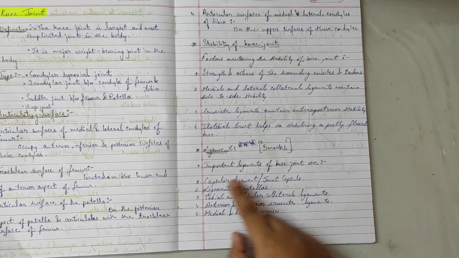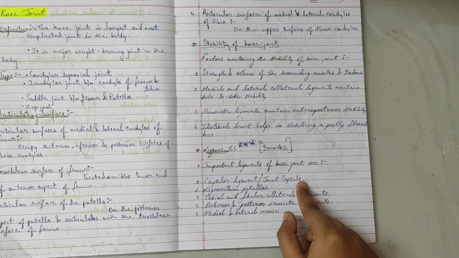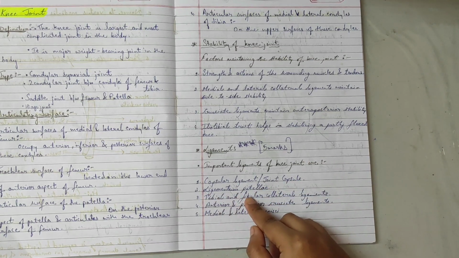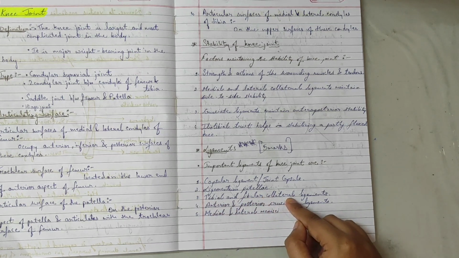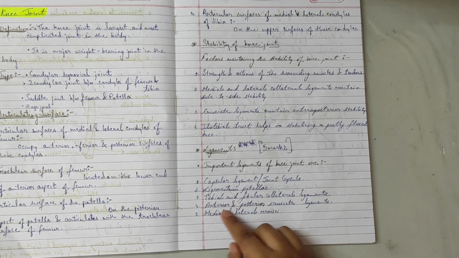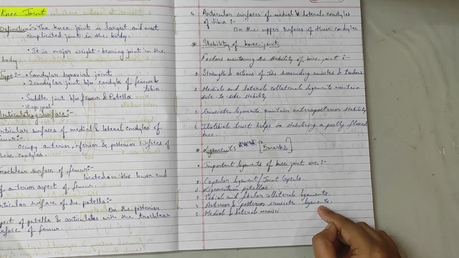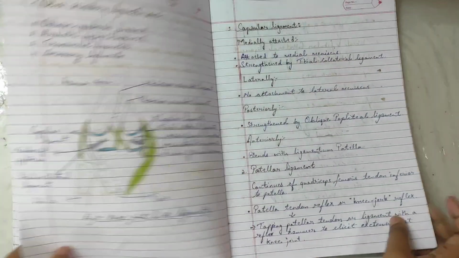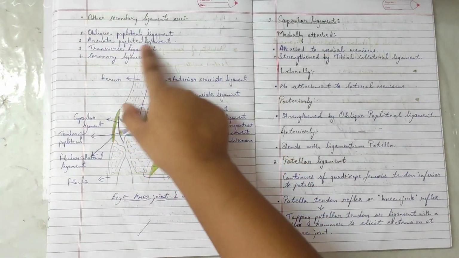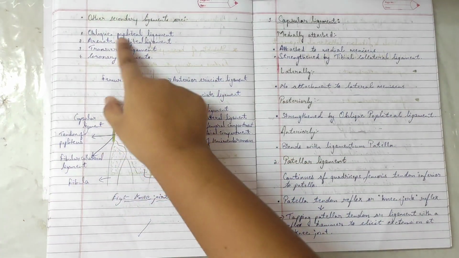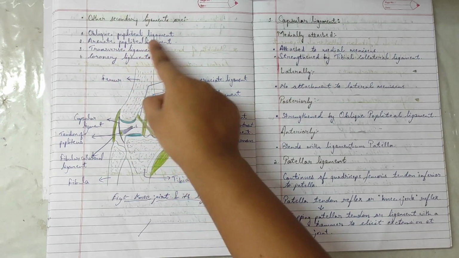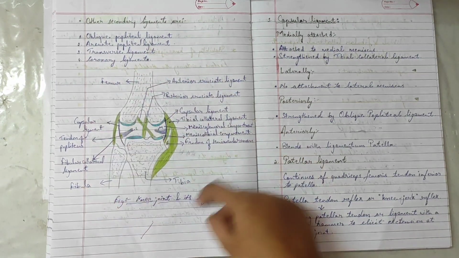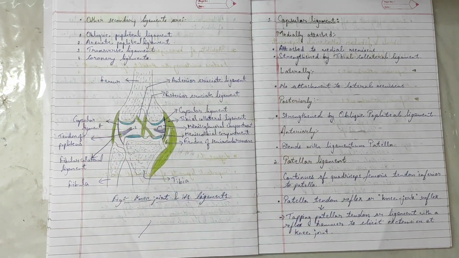Important ligaments of knee joint: capsular ligament, joint capsule, also known as ligamentum patellae, tibial and fibular collateral ligament, anterior and posterior cruciate ligament, medial and lateral menisci. Other secondary ligaments are oblique popliteal ligament, arcuate popliteal ligament, transverse ligament, coronary ligament. So this is a diagram of ligaments.